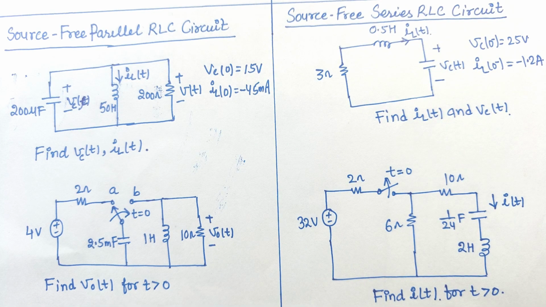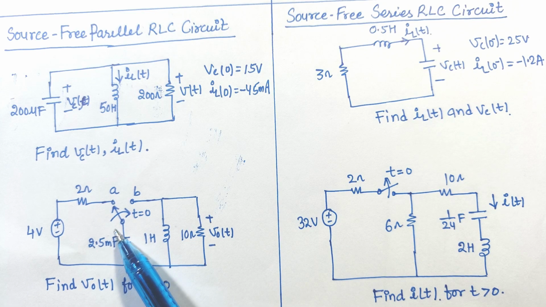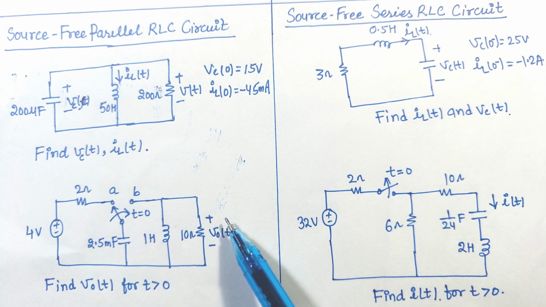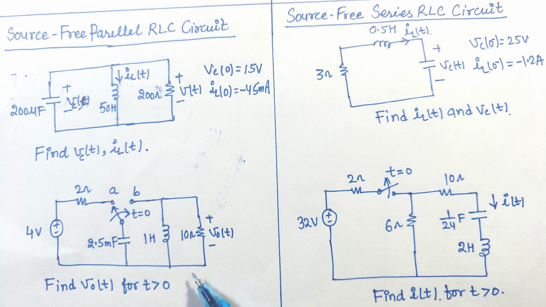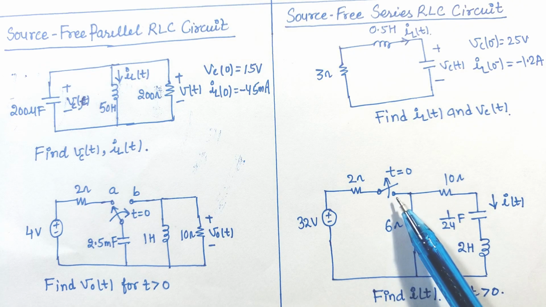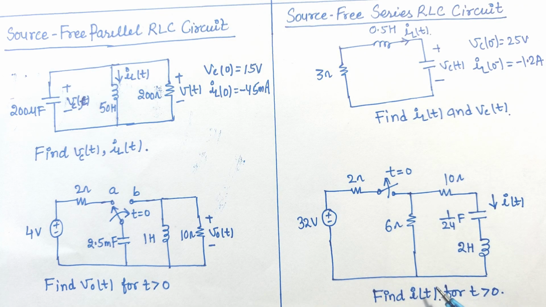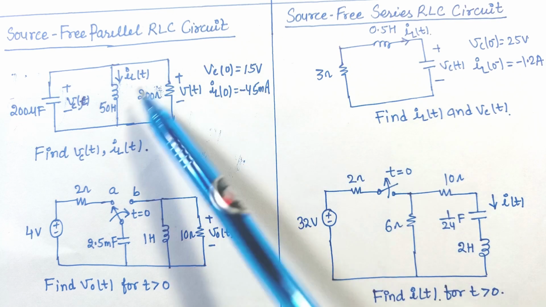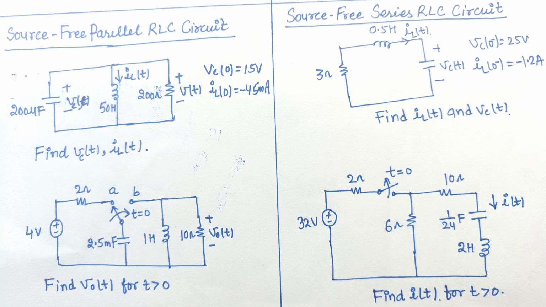In the question, it will be asked to find out VC(t) or IL(t) for t greater than 0. In another case, there may be a question related to switching. Suppose this circuit is given and it is said that at t is equal to 0, this switch moved from position A to position B. So the voltage V naught(t) is asked for t greater than 0 second. Here we can see that if we move the switch to position B, then it will be an RLC circuit. And in this case, if we move this switch at t is equal to 0 second, then this will be a series RLC circuit. And here I(t) is asked for t greater than 0 second. So we will find out this kind of circuit during the solution of our question.